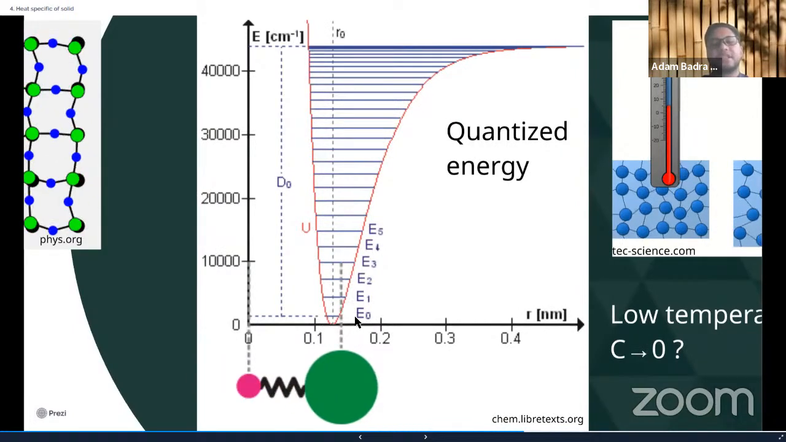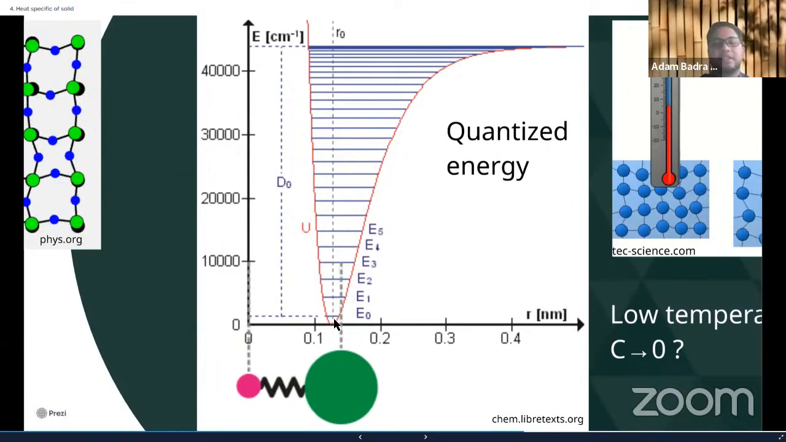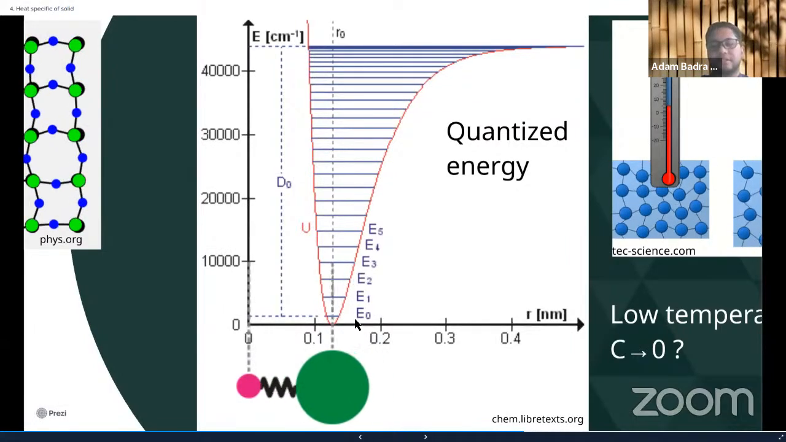However, in quantum, not all energies are possible. Not all the energy can be occupied. There are some forbidden areas, which is typical of quantum mechanics. There are forbidden energies, and there are energies that can be occupied. These are called energy levels. So the energy now is quantized.